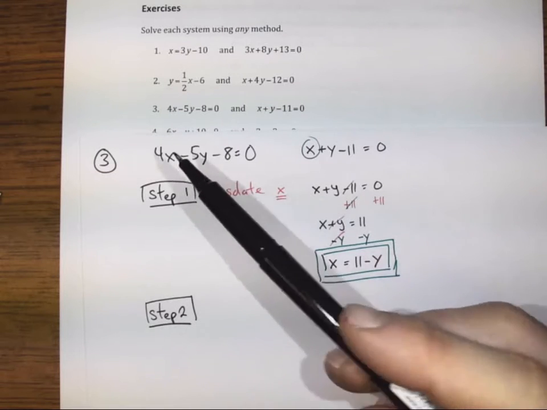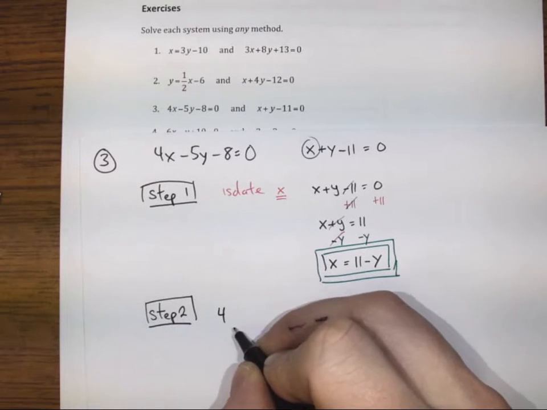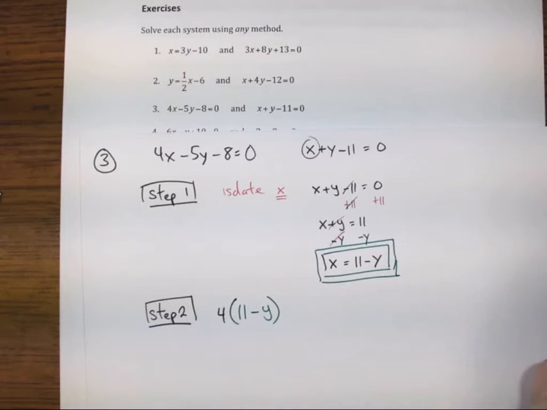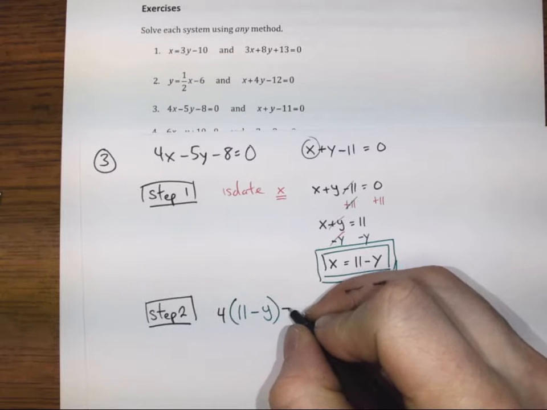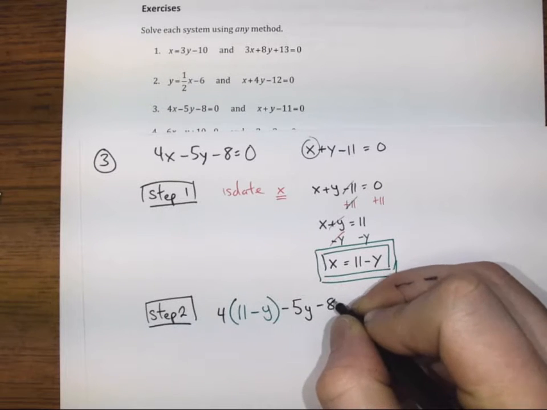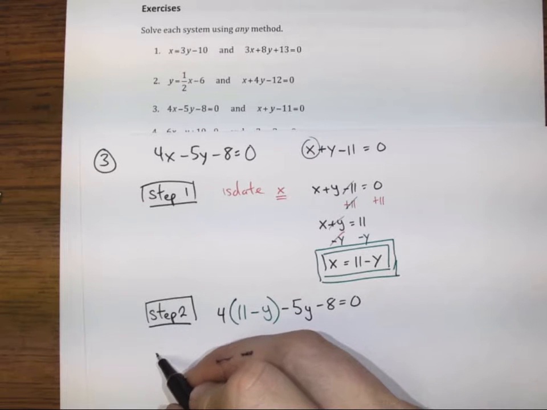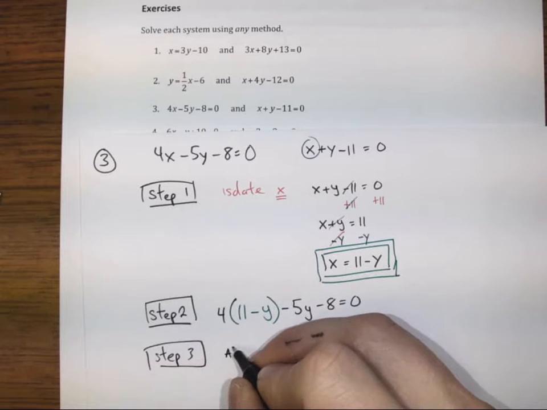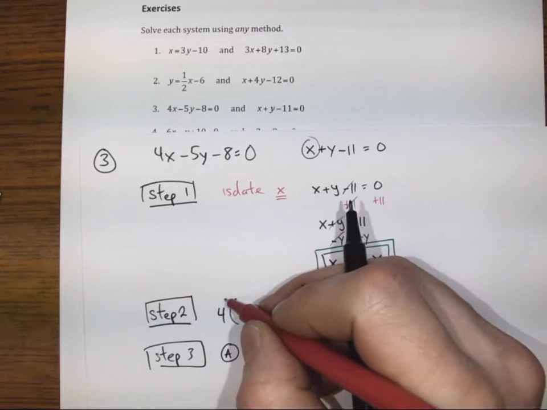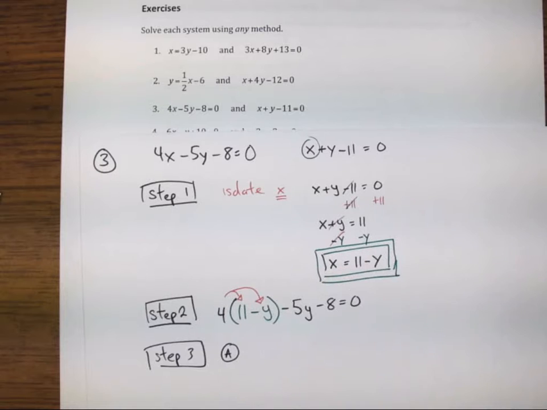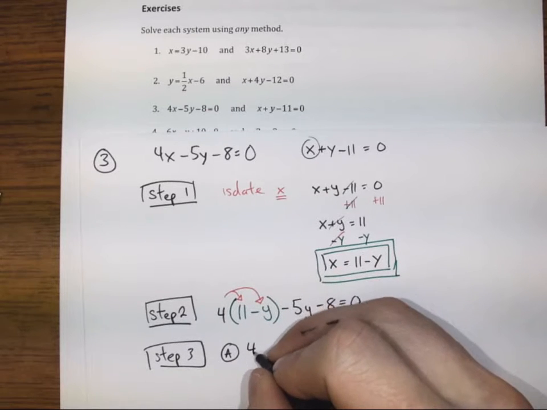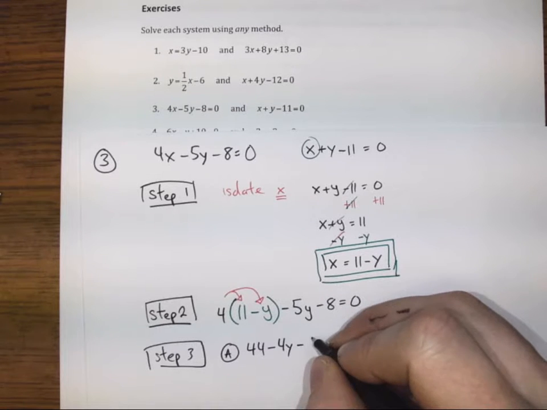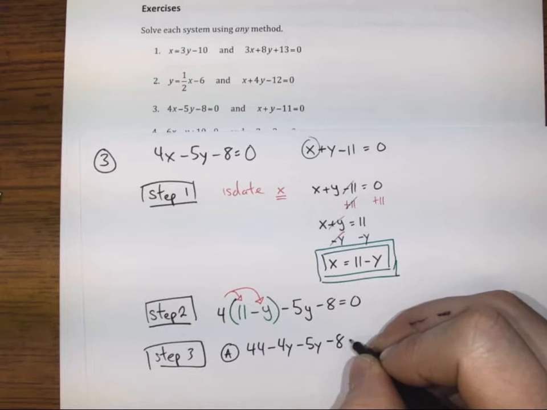So we're going to plug this into this equation. So 4, and instead of x, I'm going to write 11 minus y, minus 5y minus 8 equal to 0. Moving on to step 3, which is we're going to solve for y. So step 1 is we're going to expand the 4 into the brackets. 4 times 11 is 44. 4 times negative y is negative 4y, minus 5y minus 8 equals 0.